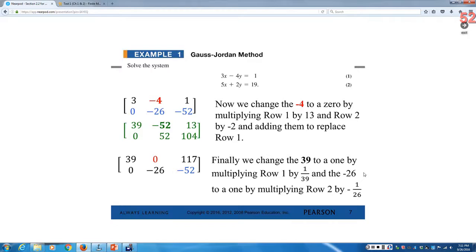So 13 times 3 is 39. 13 times negative 4 is negative 52. And 13 times 1 is 13. And then 2 times 0 is still 0. 2 times 26 is 52. And 2 times 52 is 104. And I multiplied this row by negative 2 to make sure the sign's changed. And when my negative 52 and positive 52 cancel out, that leaves me with a 0 for that space. So I'm using the sum of those two rows to replace row 1.